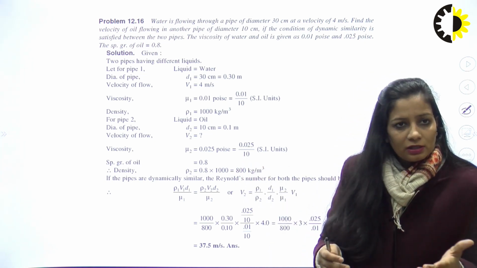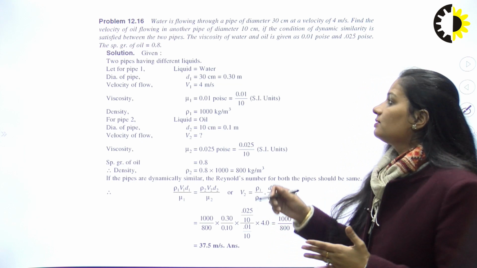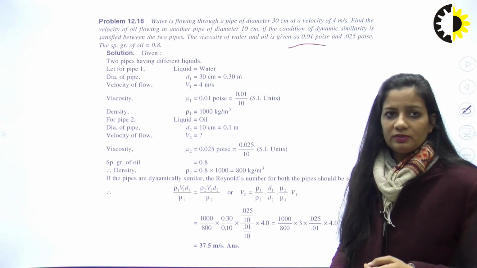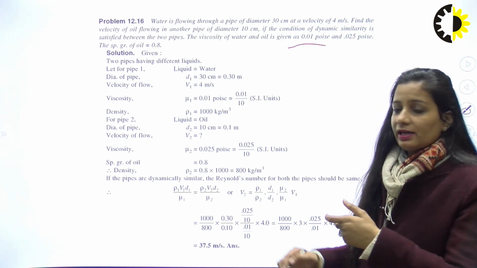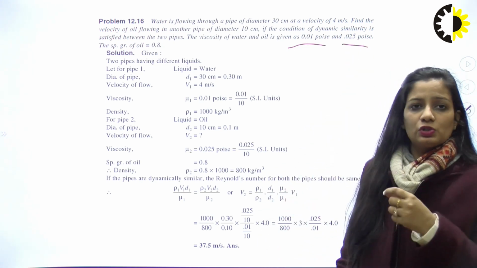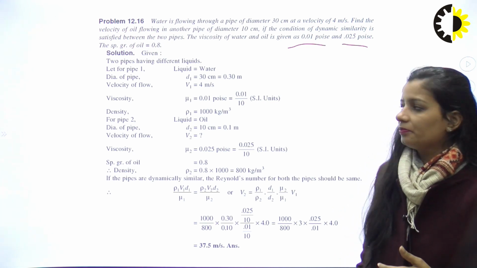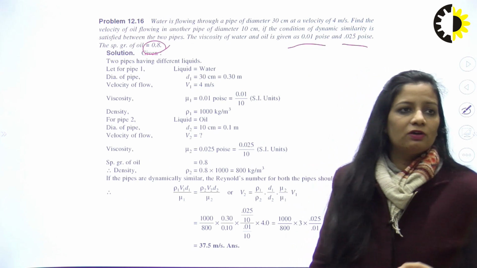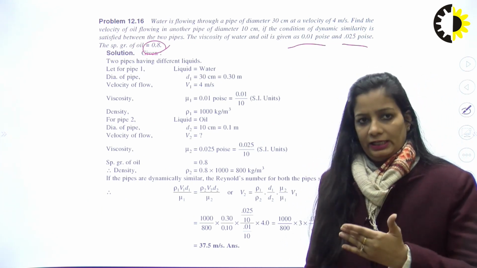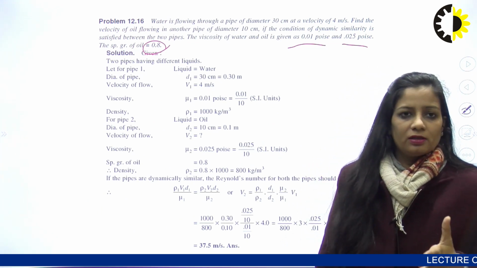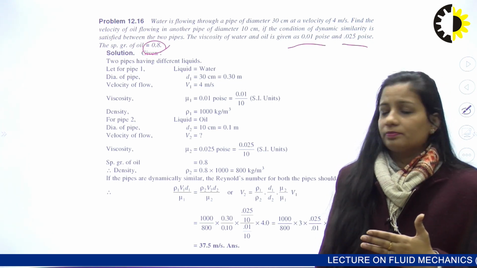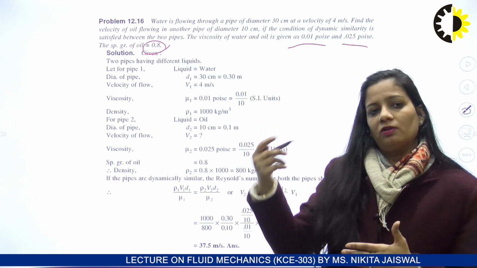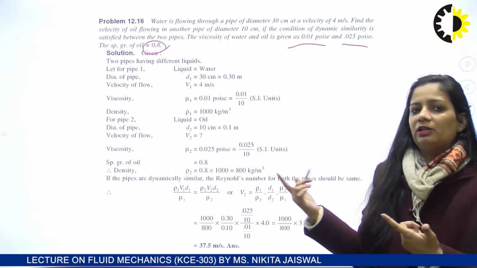The viscosity of water and the oil is given as 0.01 poise and 0.025 poise respectively. Now the specific gravity is also given. The specific gravity of oil is given as 0.8. Whenever we are going to find the mass density or rho value for a particular oil, what we do is 0.8 multiplied by 1000.